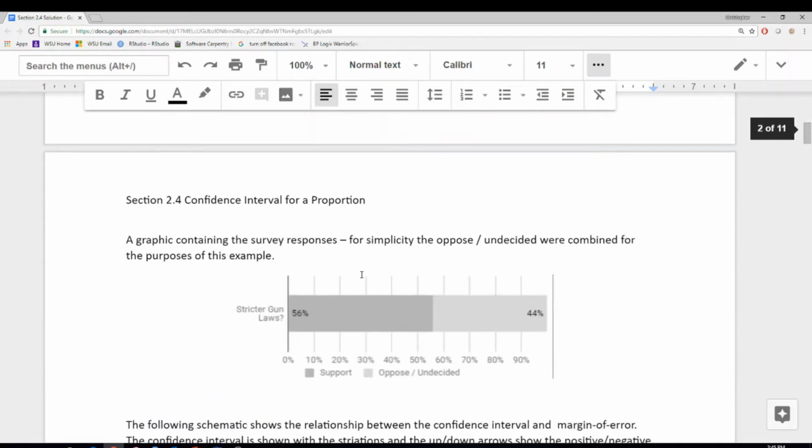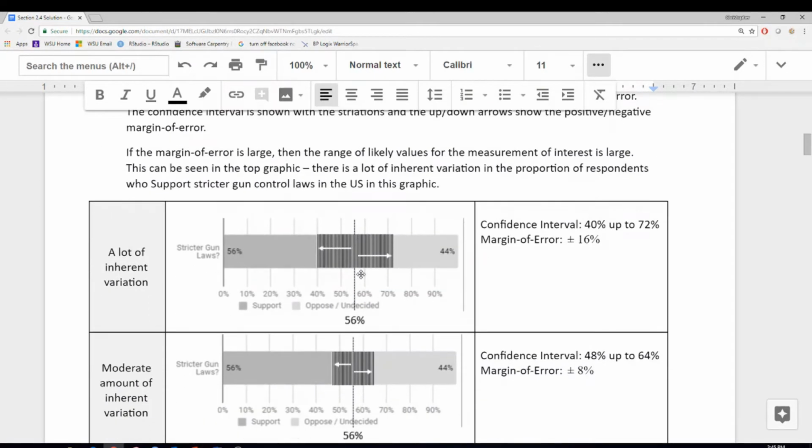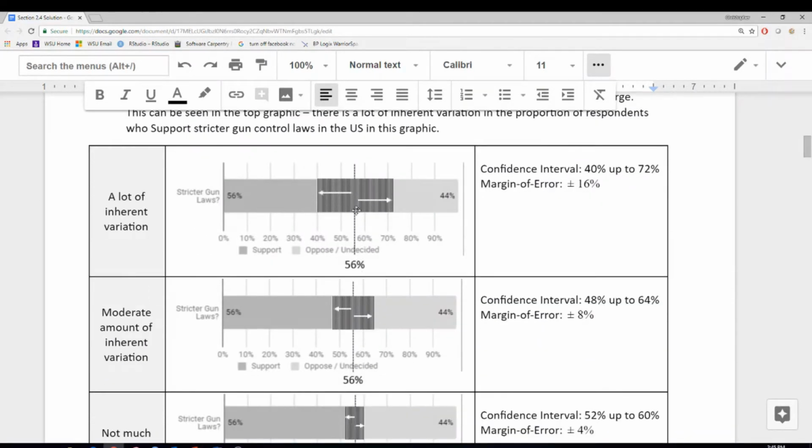And that's the idea here of what is being shown in these graphs. In this first, I have shown quite a bit of inherent variation. In other words, that 56% could drift all the way down to 40%. And then I'm saying, well, that 56% could drift all the way up to about 72% here. Now that entire range from the 40 up to the 72% is what we call the confidence interval.